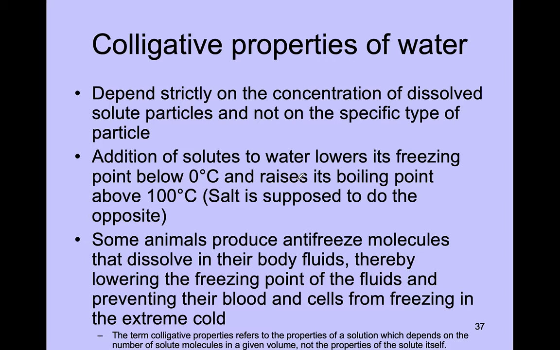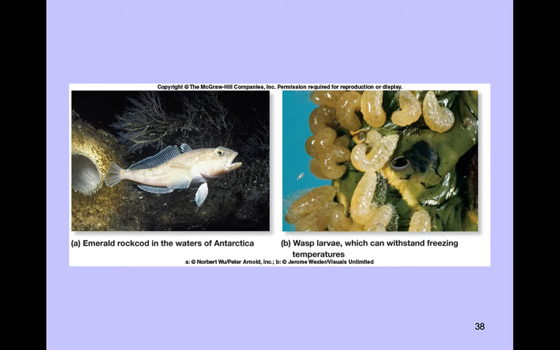That's why we can get frostbite on our fingers and toes if we're in the cold. Frostbite is when the tips of your fingers get so cold that the cells actually freeze and die, and then that tissue needs to be removed.